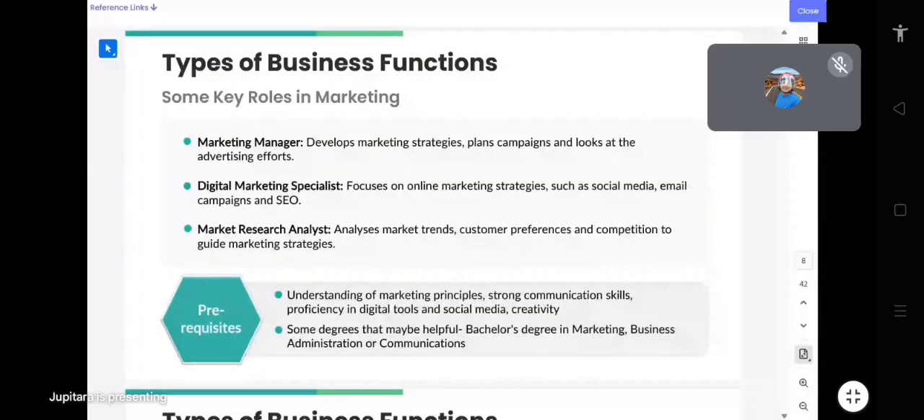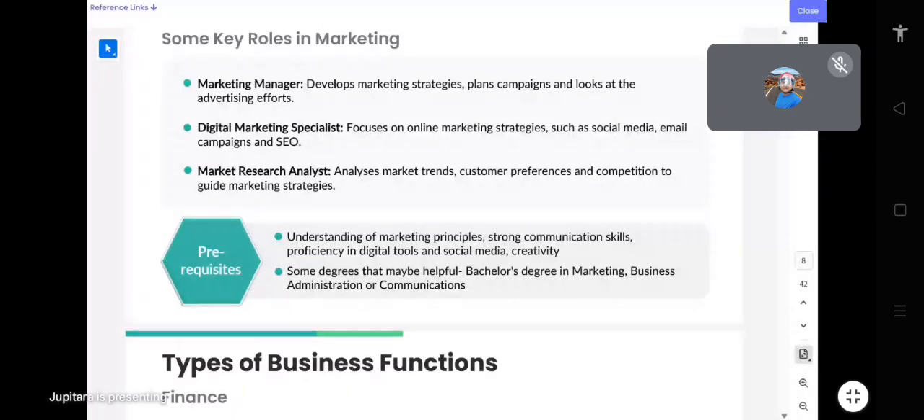This is one of the most sought after profiles, and digital marketing specialist pays more in any organization. Then market research analyst, those people who are using technology to analyze the marketing trends, or what customer prefers, or what different strategies have worked for the competitors of the brand they are looking for. So those come under your market research analyst. Okay, now what are the prerequisites for all these kinds of roles in marketing? You need a basic understanding of marketing principles, strong communication skills, proficiency in digital tools and social media, and you need to be creative in a marketing profile. Okay.